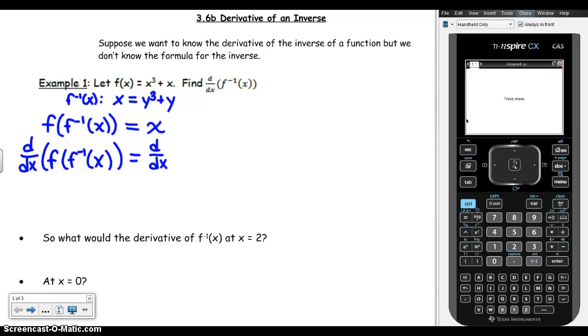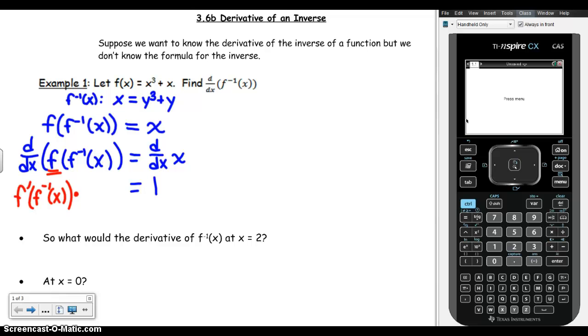So it's very simple to find the derivative of x. The derivative of x is just 1. And to find the derivative of a composition, we need to use the chain rule. So we'll start with the outside function. The outside function is the f. Well, we know that the derivative of f is f prime. Keep the inside because it's chain rule, so we're going to keep the inverse in the inside. And then chain rule says take the derivative of the inside.